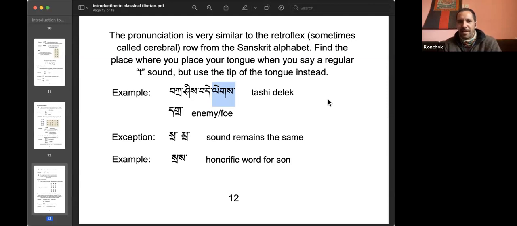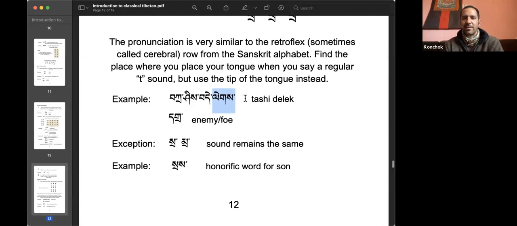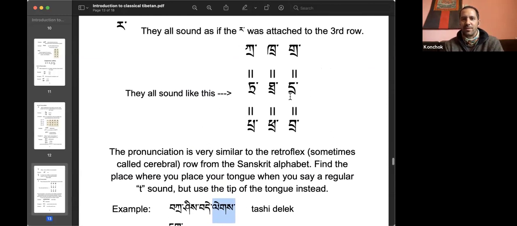So it has a few different uses. And tashi delek is spelled with a ka. So this is the example for the rule. The reason we pronounce it tashi delek is because of this rule here. Okay.